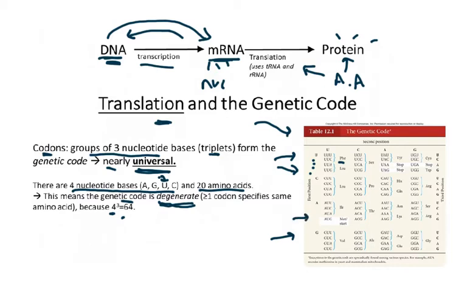We have 4 of them, and how many possible triplets can we make from these 4 letters? We could do the math on that, which would be 4 to the power of 3, and the answer is 64. So if we add these up here in this picture, there are 4, 8, 12, 16. I could keep going all the way to 64. There's 64 possible triplets, but there's only 20 amino acids. That means that there's not going to be just one codon per amino acid. There's actually going to be several codons or several triplets that are going to correspond to the same amino acid.